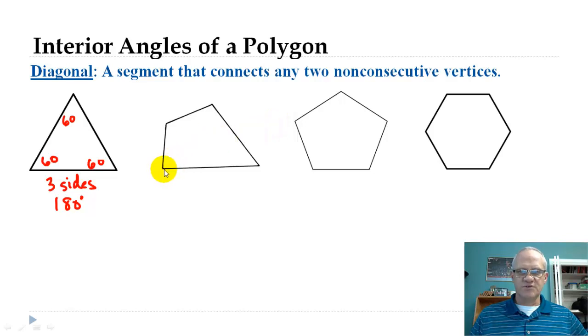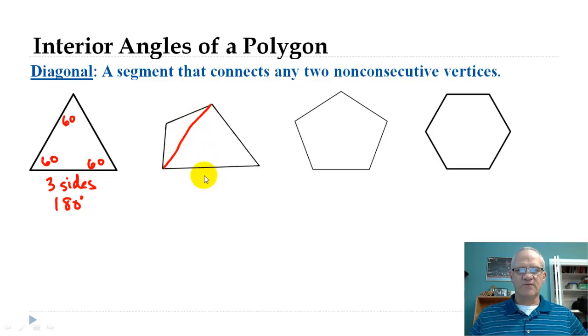So from this vertex right here, if we drew a line to that vertex, it would be a side. If we drew one from that vertex to that vertex, it would be another side. Well, the only other vertex is this one across here. So if I draw a line from this vertex straight across to here, that's considered a diagonal. Okay, so now that I've drawn this diagonal from this one vertex across here, just pretend that's a straight line, okay?